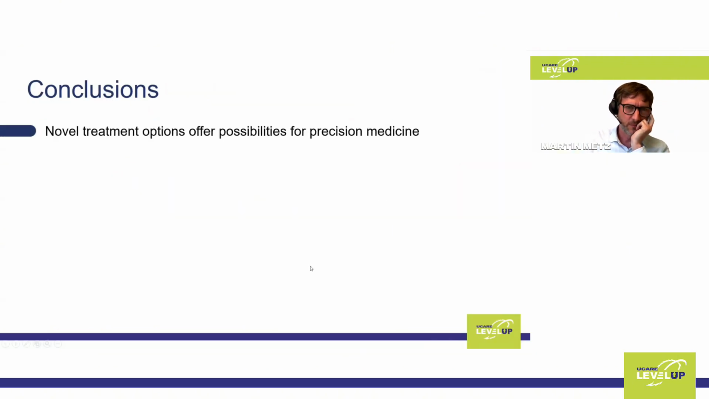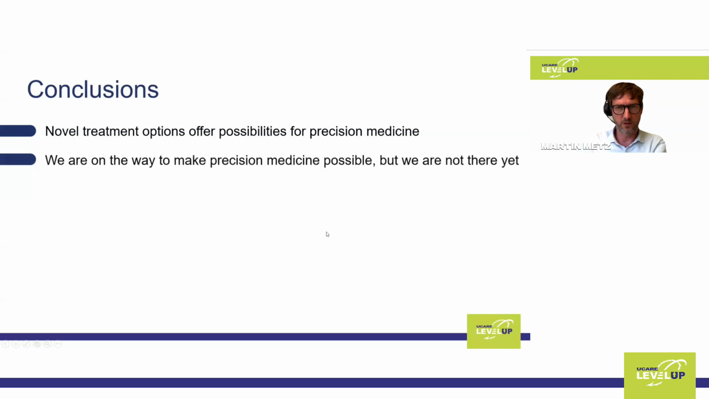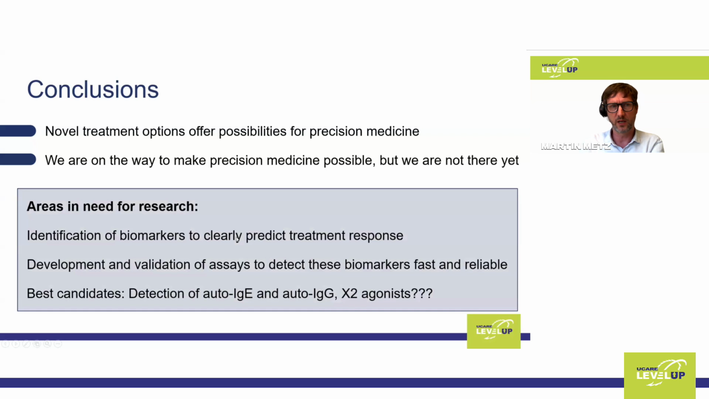So my conclusion, it still holds true what I said in the beginning. Having novel treatment options offers possibilities for precision medicine, for sure. They have different modes of action, and therefore there is the chance of selecting based on maybe also features that we do not know yet. So we are on the way to make precision medicine possible in the treatment of CSU, but we are definitely not there yet.